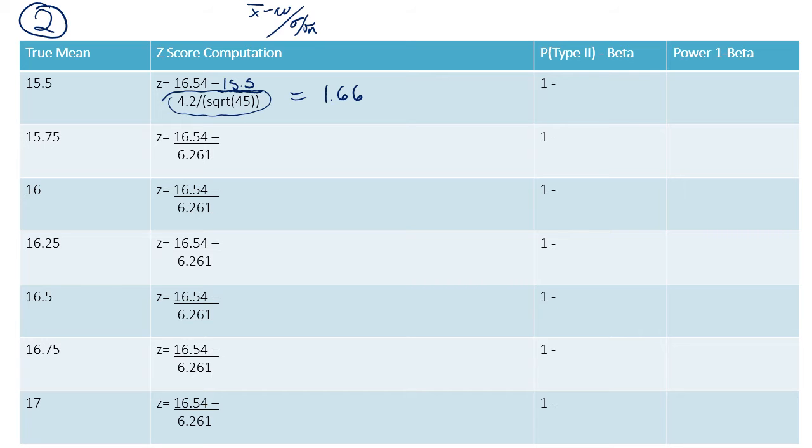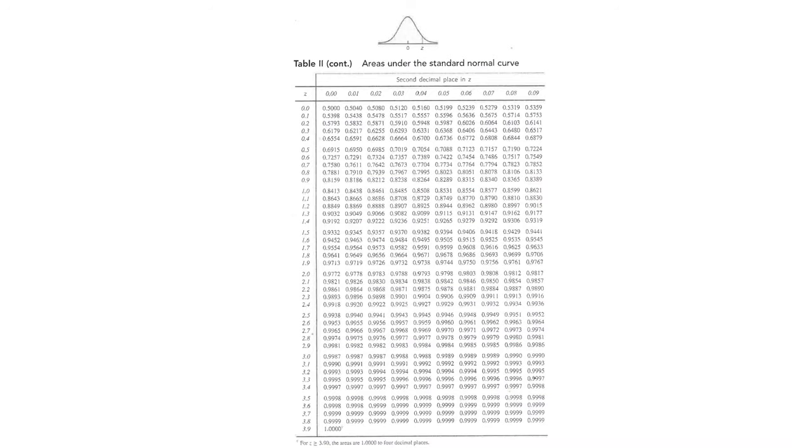From here, we then go to the table. We're going to find that on the table, and that's the area under the curve. So we're going to go to 1.6 here. Then we go across 0, column 1, column 2, 3, 4, 5, 6. Alright. Now, the area under the curve associated with a z-score of 1.66 is 0.9515.